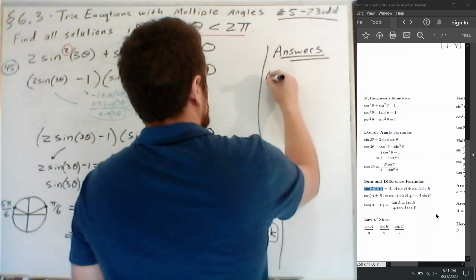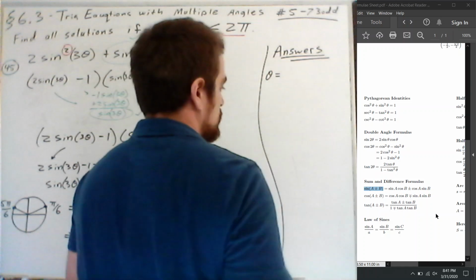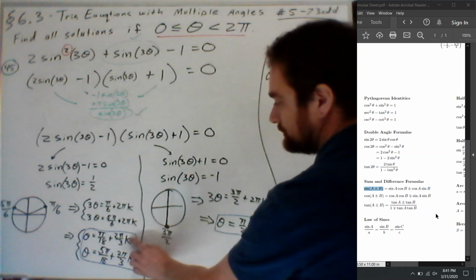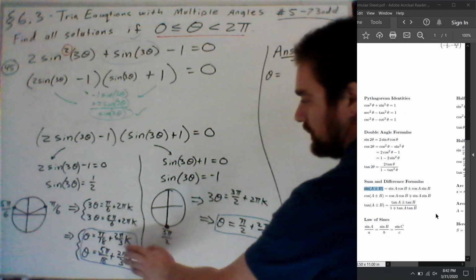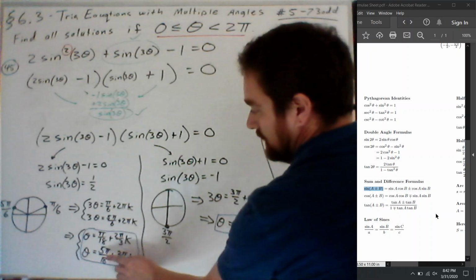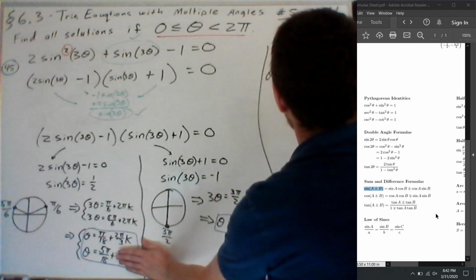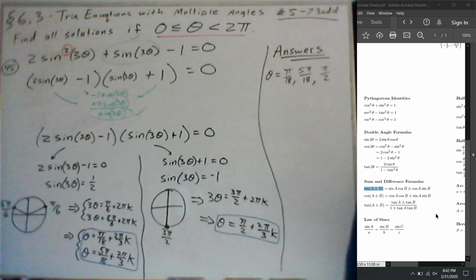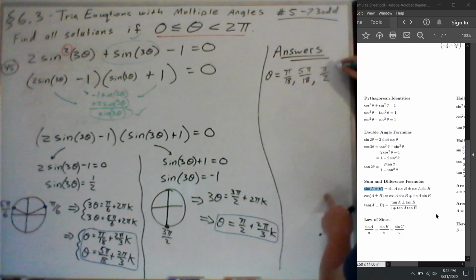So we're going to say that theta is equal to, now, just to save us some time, all the k equals 0 cases, pi over 18, 5 pi over 18. They don't have to be in order, that's fine. You can put them in order later if you like. And pi over 2. So there are all the cases for k equals 0.